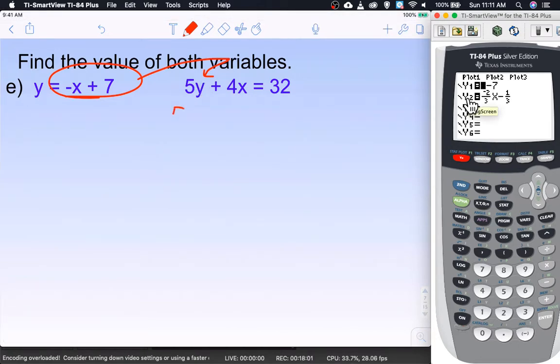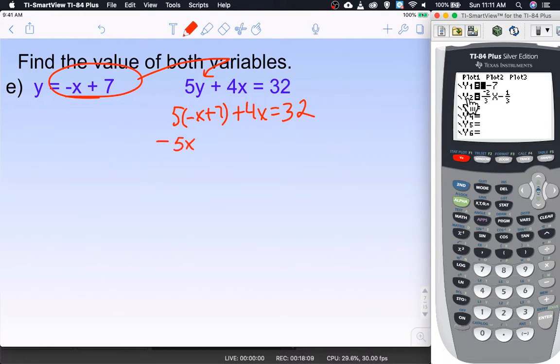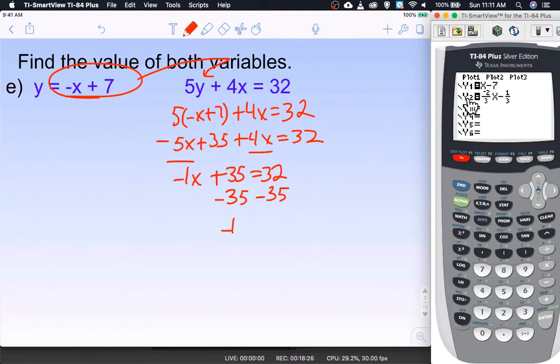So now this will become 5 times negative x plus 7 plus 4x equals 32. Negative 5x plus 35, I'm distributing, plus 4x equals 32. I combine like terms, gives me negative 1x plus 35 equals 32. I subtract 35 on both sides. If I'm going too fast for you, you can always pause the video and watch it again or slow it down. If I'm going too slow for you, you can speed it up using the YouTube settings. Divide by negative 1, divide by negative 1, x equals positive 3.